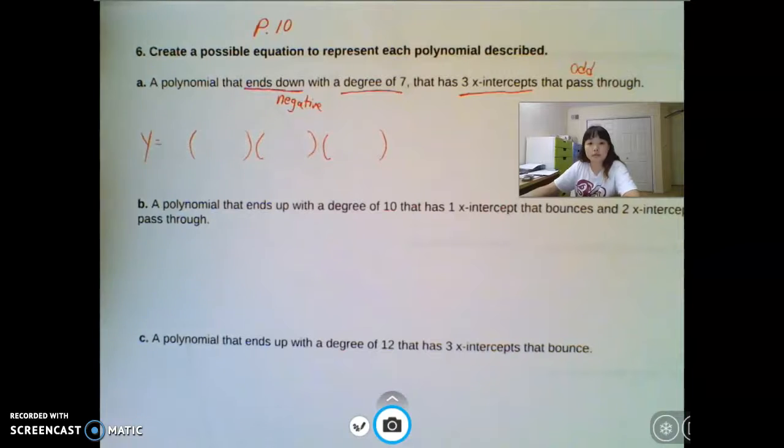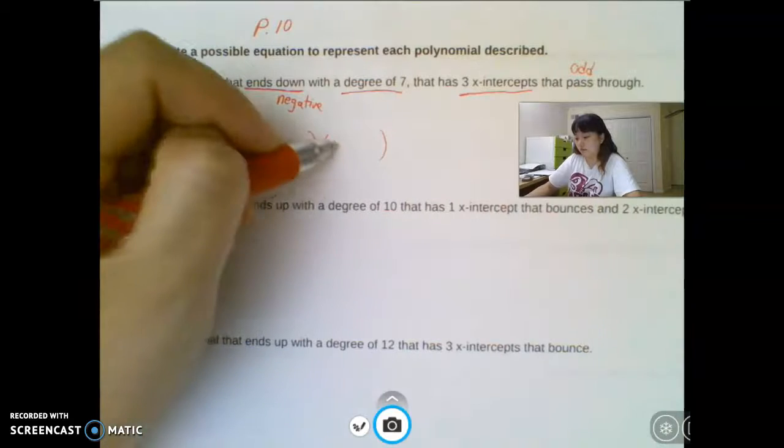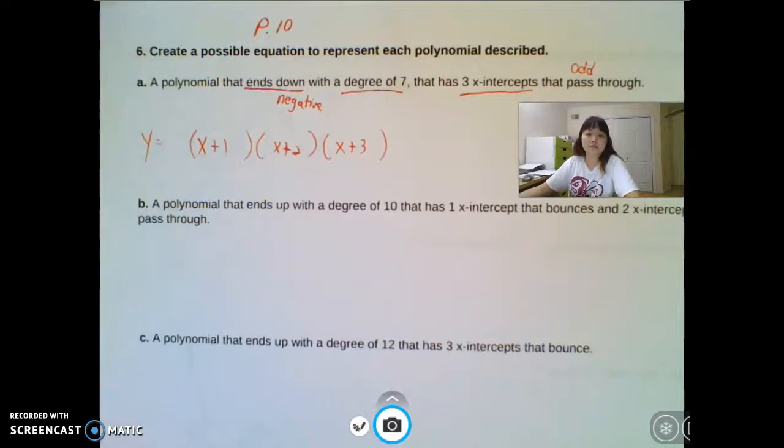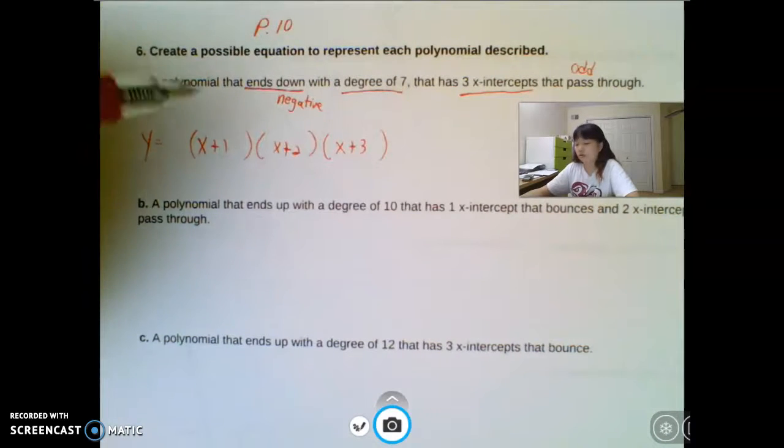So three parentheses, and just to be simple, I'm going to use just +1, +2, +3. It really doesn't matter which number you pick or what sign you pick between the x and the roots. So I have 3 x-intercepts. They all have to be odd, but when I add the exponents, I want to make sure it's 7. So obviously it's not 1, 1, 1, because that's only 3. And odd could be 1, 3, 5, 7.